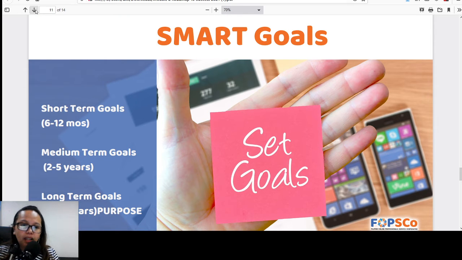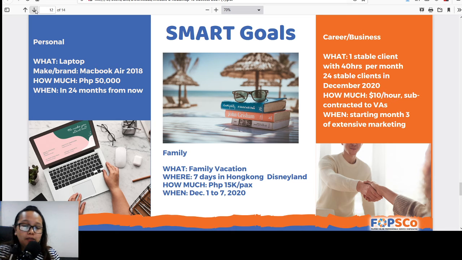Okay, so for SMART goals, there are three types as we set our goals. We've got the short-term goals, meaning we will achieve this in the next 6 to 12 months or 1 year. We have the medium-term goals. We will achieve this in the next 2 to 5 years. And we have our long-term goals. We will achieve this in the next 6 to 10 years. So this one comes with our purpose. For example, we have SMART goals here: one for your personal goal, another one for your family, and another one for your career and business.